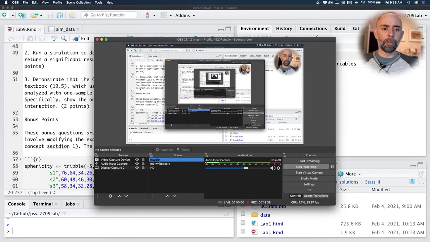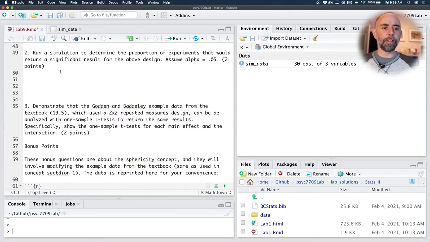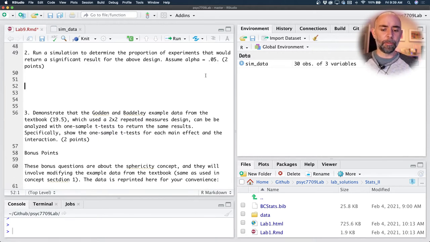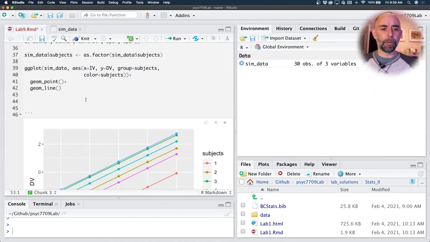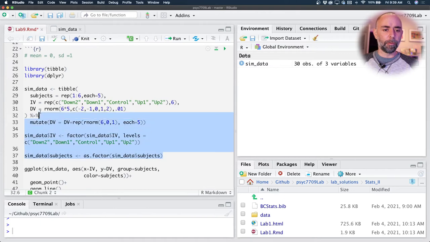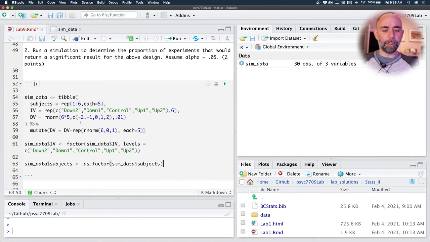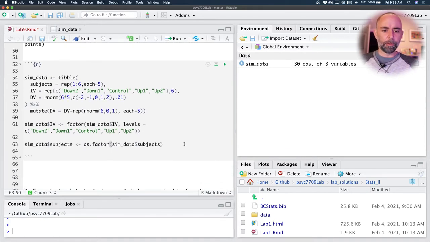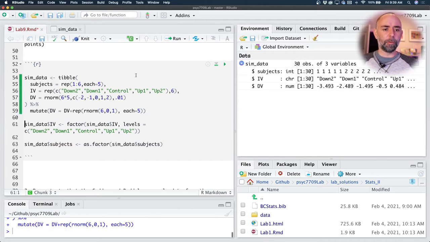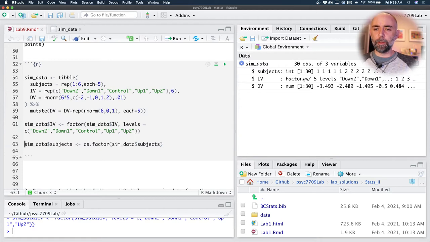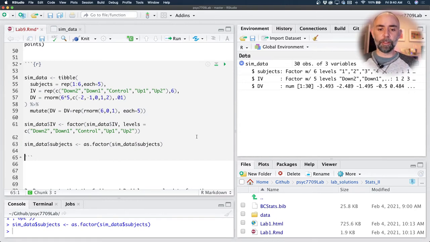If I go here, all right, let's go to question two. We're asked to run a simulation to determine the proportion of experiments that would return a significant result for the above design. Assume alpha equals 0.05. So I'm going to do that. Let's make a code snippet. We can come in here and grab some of the code we made to create the simulated data. So that will give us our data. This turns the independent variable into a factor. This one will turn the subject variable into a factor. This is very important.